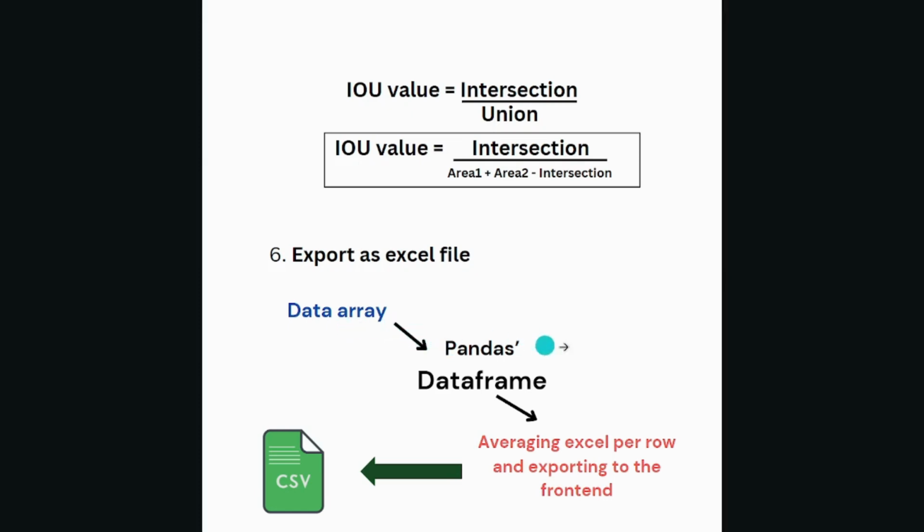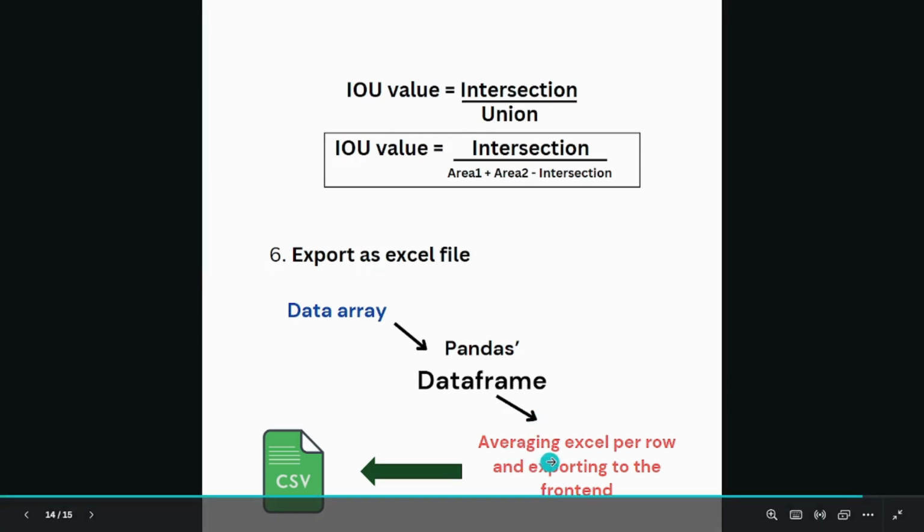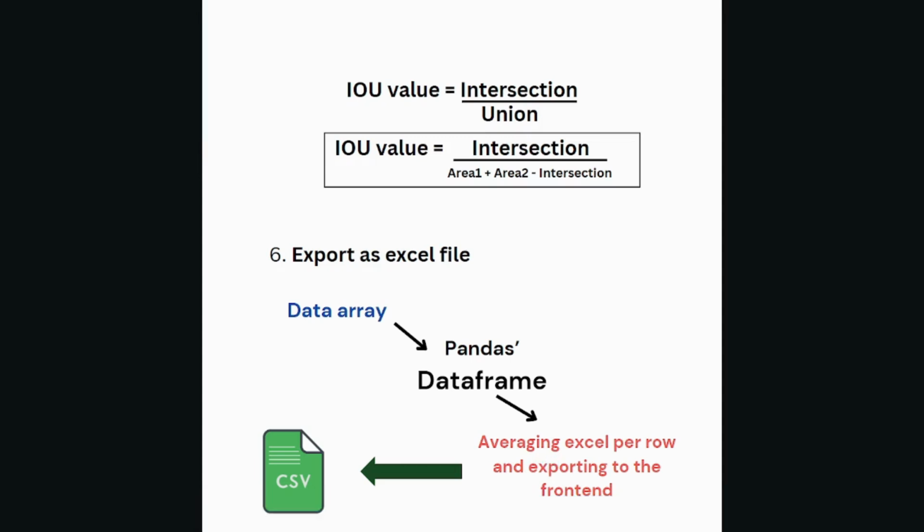Now we'll use the pandas data frame and try to export it into Excel. After converting it into Excel, we'll average the Excel data per row and export it to the front end. After all these manipulations, once we finally have the Excel file, we'll add another column for net attendance, for which we'll calculate the corresponding row-wise average attendance for all the students, add it into that column, and finally export it as a .csv file.